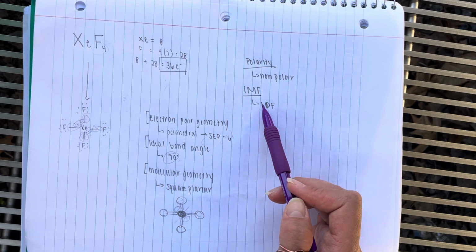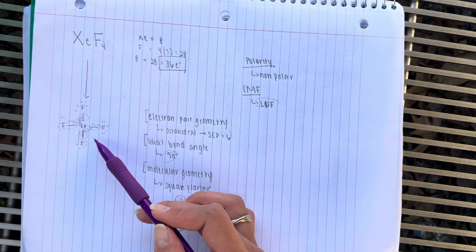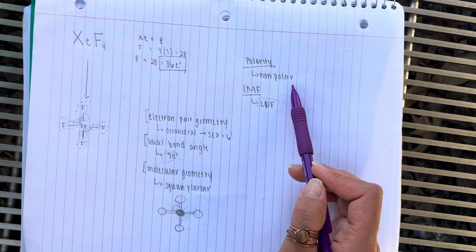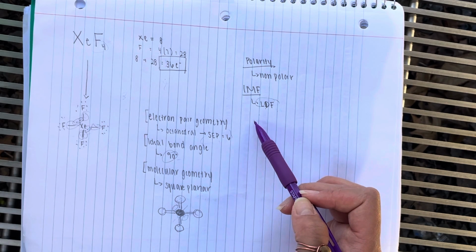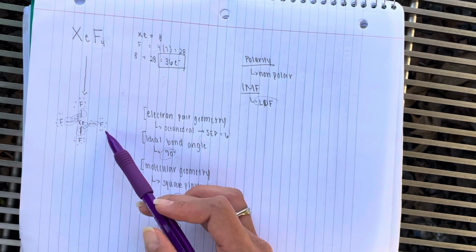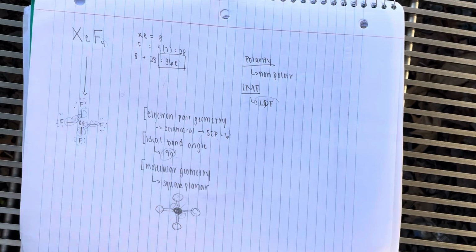In terms of IMFs, we know that it only has London dispersion forces because it's nonpolar, so it's not dipole-dipole, and it's not hydrogen bonding because there are no hydrogens and none of the 3 atoms that hydrogen can bond to.